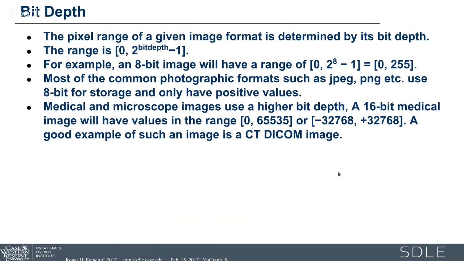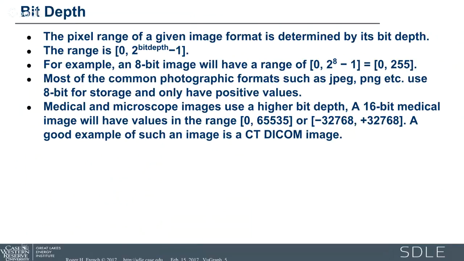So the next question is, what's the range of the value of each pixel, which is the intensity? This question is answered by another concept called bit depth. The pixel range of a given image format is determined by the bit depth. It is defined by this equation. And the images we usually see are 8-bit images, which means that the range is from 0 to 255. And medical and some microscope images may have higher bit depths. It means that they will have a wider intensity range because they have higher requirements for accuracy.